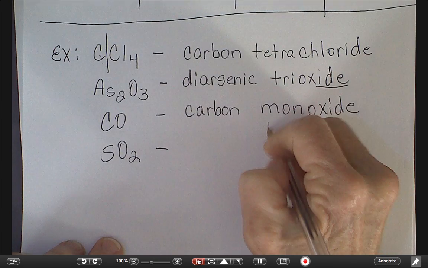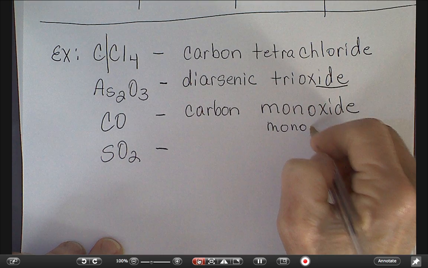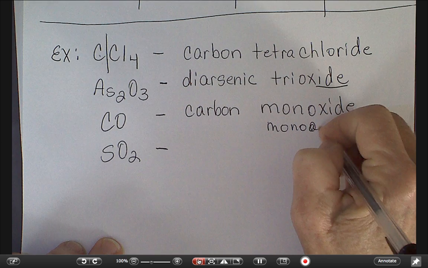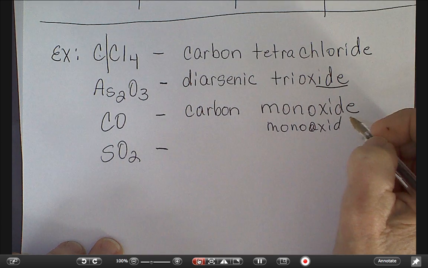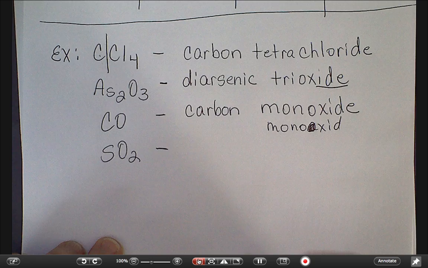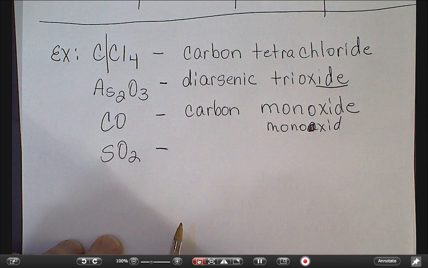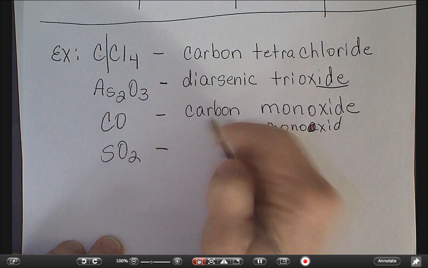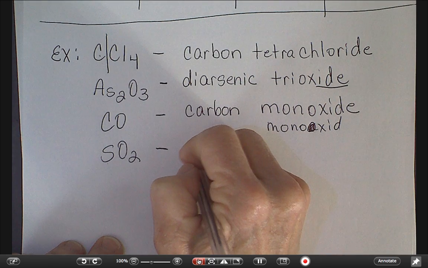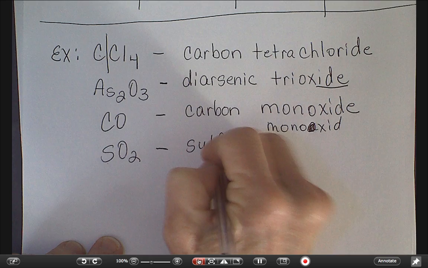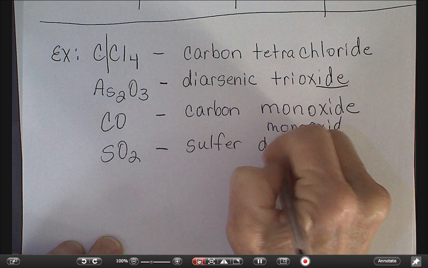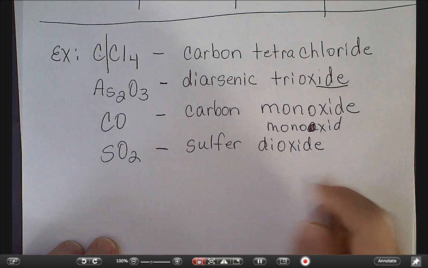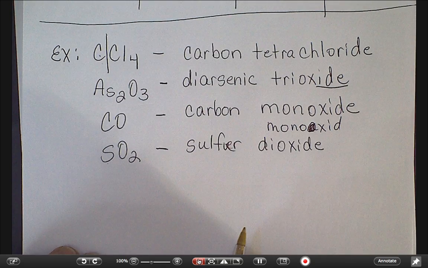See, instead of writing monoxide, okay, you drop. When you got 2 vowels coming together, drop it. Okay, so single, what's its name? Sulfur. Sulfur dioxide. You spelled sulfur wrong. I did. Thank you.